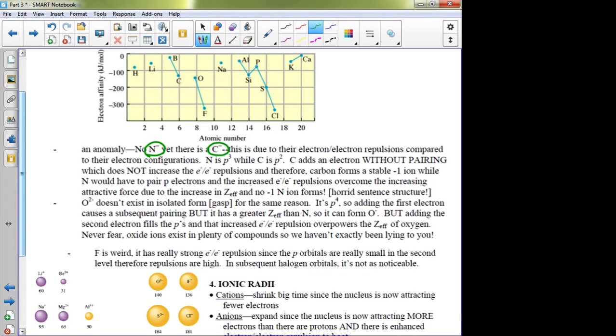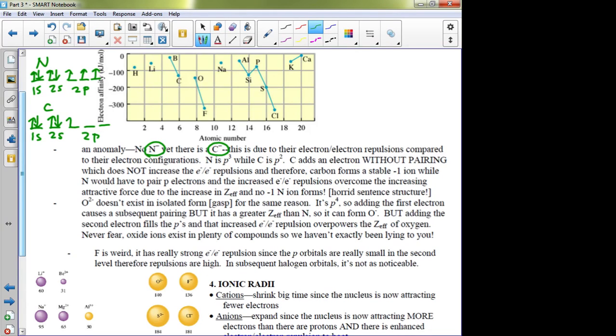Draw it. Okay? We don't quit. We draw it. So, N. Let's look at nitrogen. It's 1s2, 2s2, and then 2p, 1, 2, 3. Whereas if we look at carbon, carbon is 1s2, 2s2, 2p2.